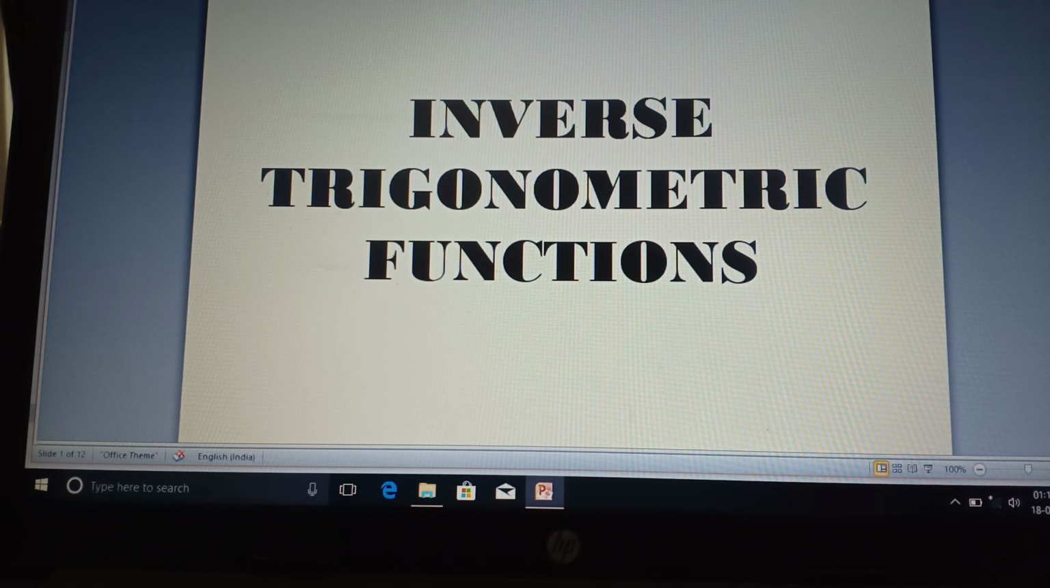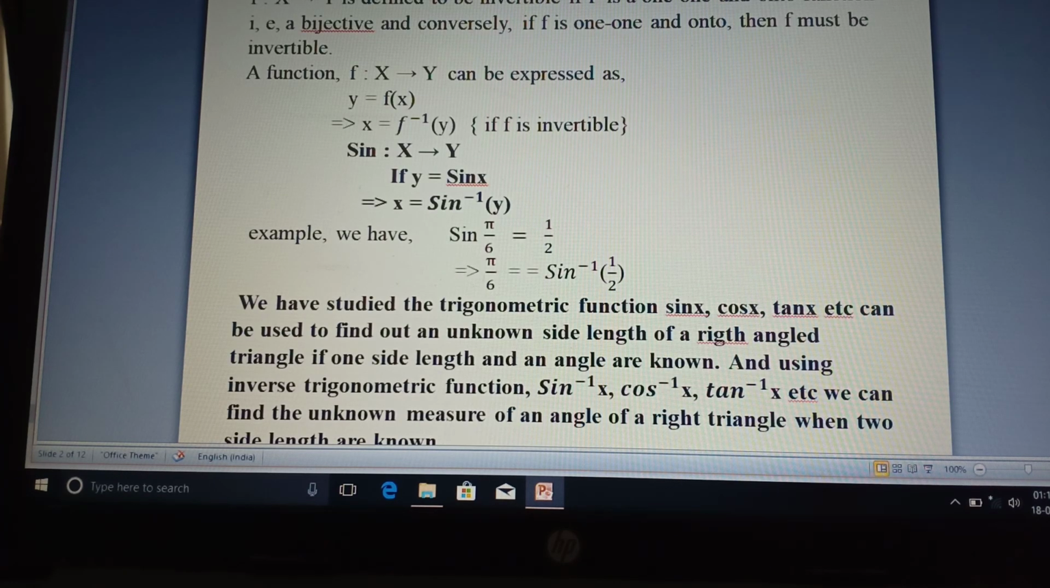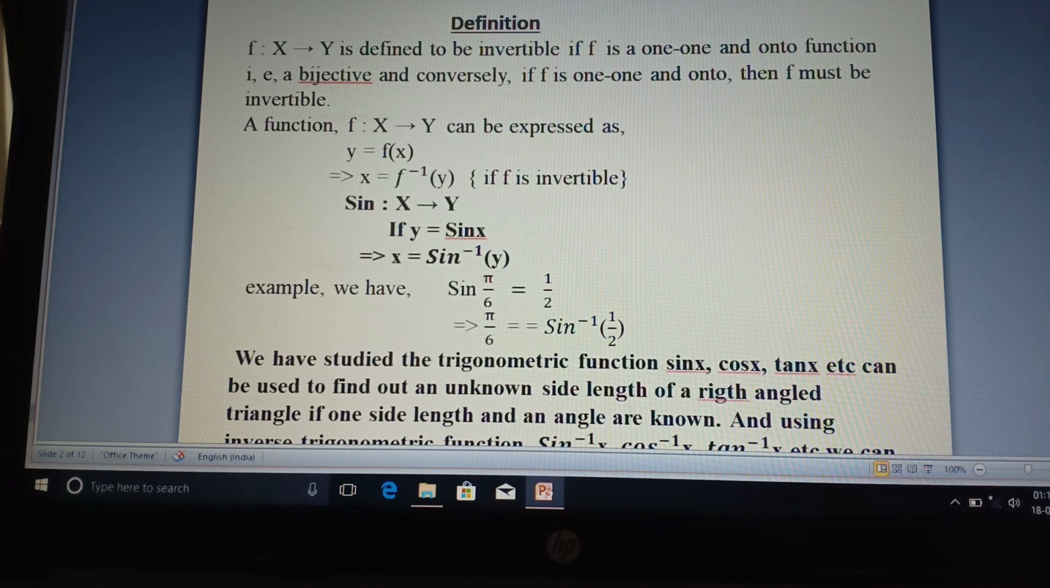Hello students, in this video lecture I am going to discuss inverse trigonometric functions. So let us first discuss what an invertible function is. If f: X to Y is defined to be invertible, then f is one-one and onto, that is, f is bijective. Conversely, if f is one-one and onto, then f must be invertible.